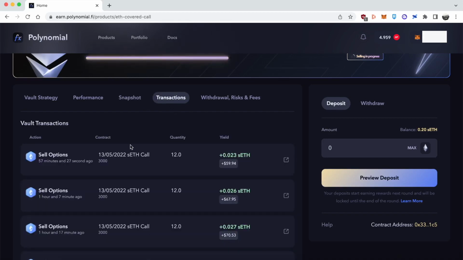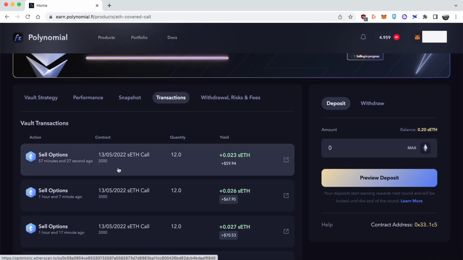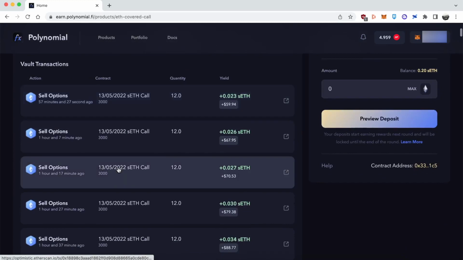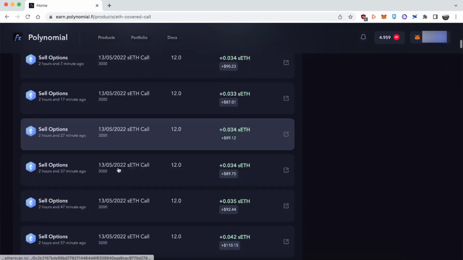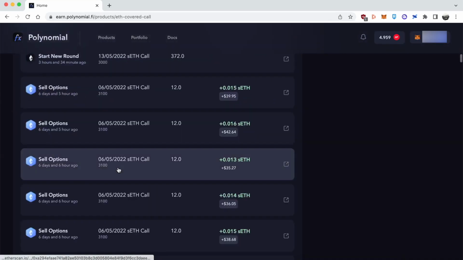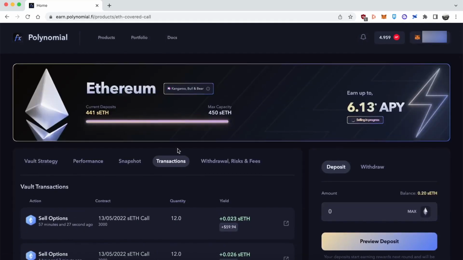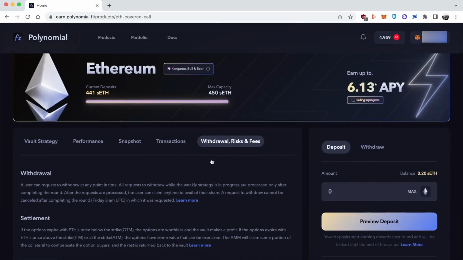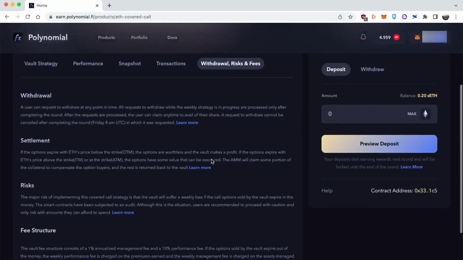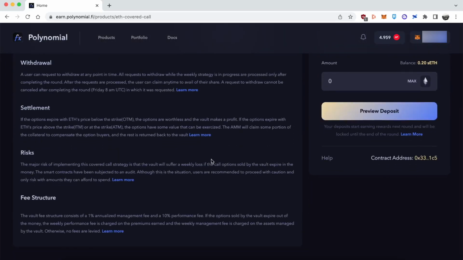Transactions shows the vault transactions and the price that the options are selling at. You can see different strikes. So this was selling for this week at 3,000. You could see earlier it was selling some at 3,100, and it's done differently every week by a certain formula. I'm not exactly sure what it is. And you can see the different risks, fees, and so on in this tab over here.